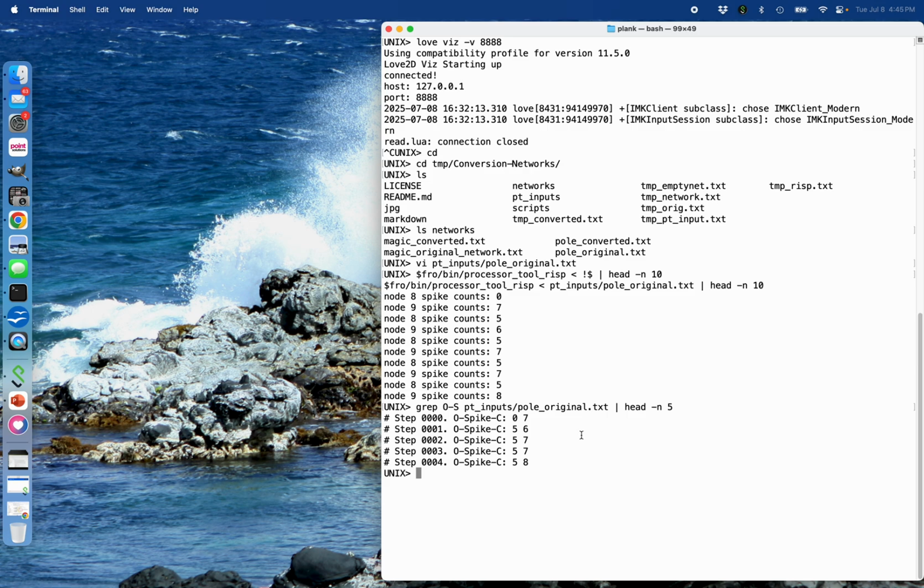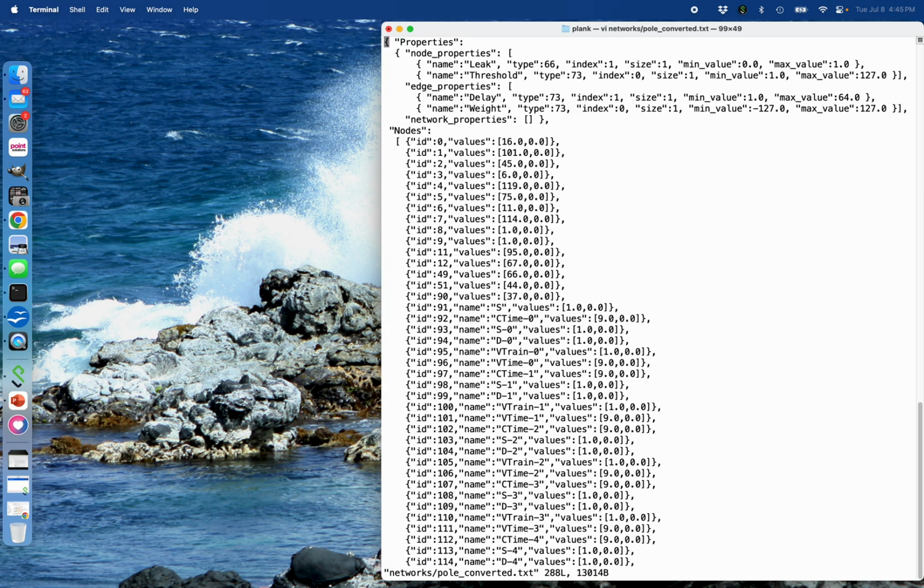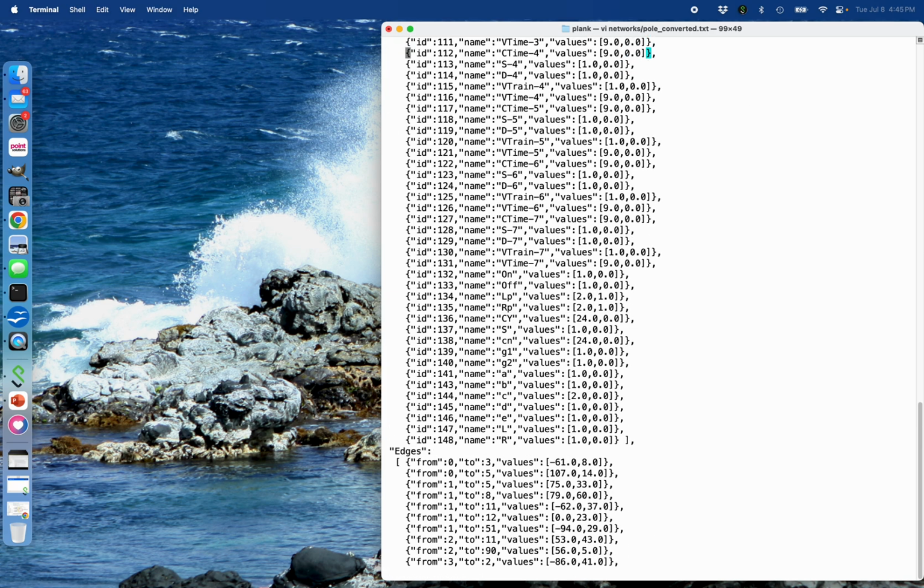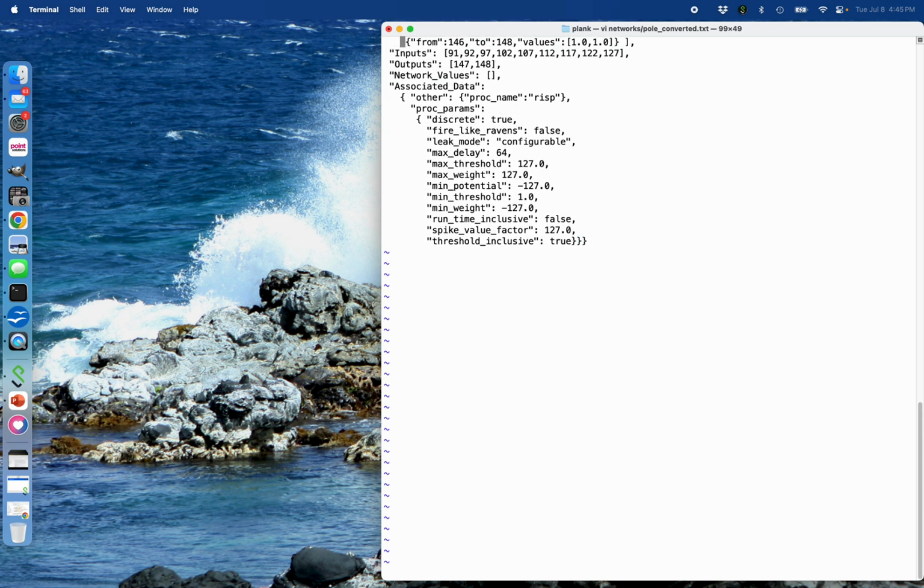Nice. Now the converted network, again, is much bigger. I wrote a program to do it using the network tool, but I'm not going to go over that now because that's a lot of work. Now let's take a look, and I converted the input. Let's go ahead and look at the network. The network has a whole bunch more neurons because we have all those input conversions and the output conversions to go through. It has more edges.